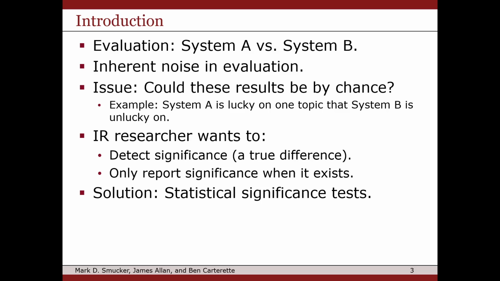We want to know whether or not we truly have a statistically significant result. And we want to be sure to only report significance when it truly exists. We don't want a false positive. We don't want to falsely report things to be significant when they are not actually significant. So how do we do this with our tests?